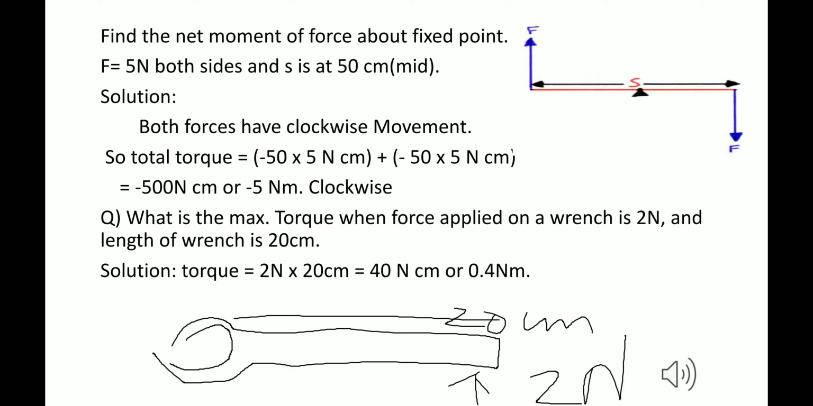Now, when will the effort be the minimum? When you take the maximum distance, that means maximum distance will be the whole 20 centimeters, because the length of the wrench is 20 centimeters. So 2 Newton into 20 centimeters, that makes it 40 Newton centimeters or 0.4 Newton meter. So I hope I am clear with these numericals.